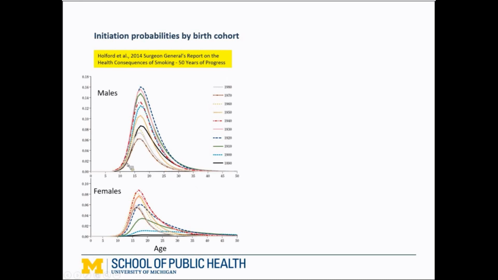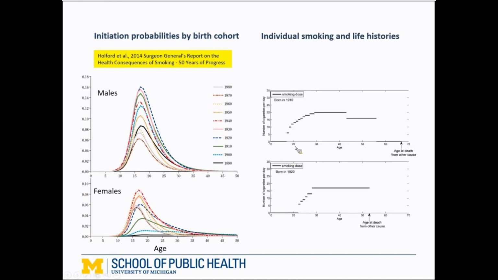And as one example of an individual smoking and life history, this person was born in 1910 and didn't start smoking until they were a teenager, continued to smoke, and then quit in their mid 50s, and then their death was simulated in their late 60s. And here's another example down here of somebody who died while they were still smoking and had not quit. So those are just a couple of examples of individuals who are being simulated in the model.